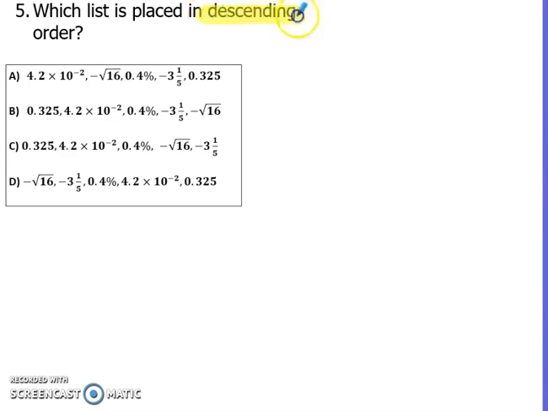All right, they want to put it in descending order. Remember, you need to think about a mountain. You descend down the mountain, which means you're starting from the greatest point and going down to the lowest. So we need to go greatest to least.